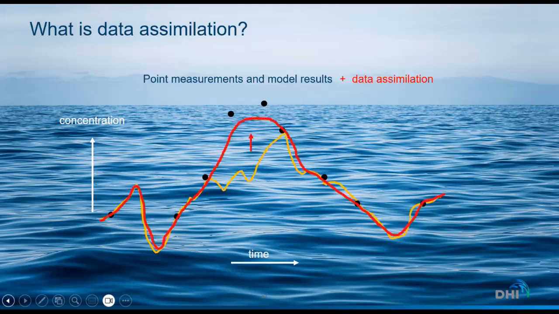So if we imagine that we assimilate our model results here by adjusting the model towards the measurements, we might get something that looks like this. Maybe we don't get all the way to the observations, but with these results, we both keep the high temporal resolution in the result, and we gain some of the accuracy of the measurements. And this is exactly what data assimilation is about.